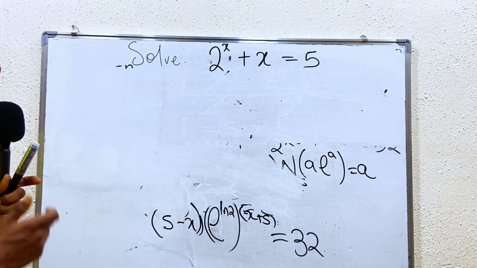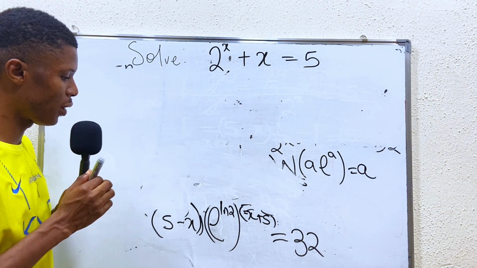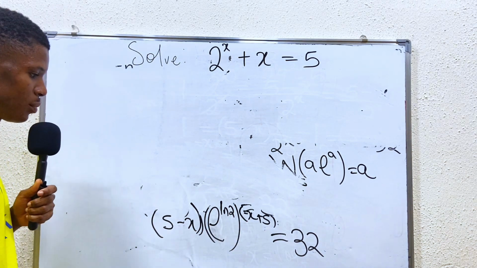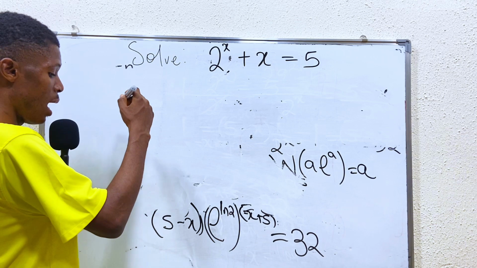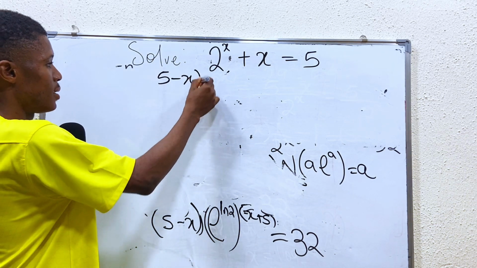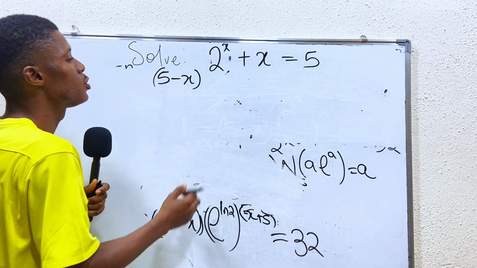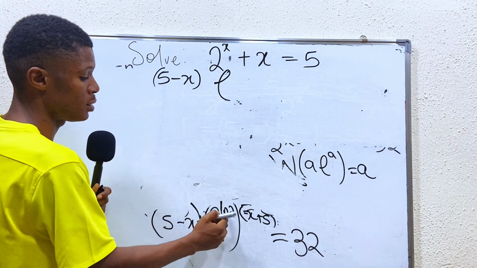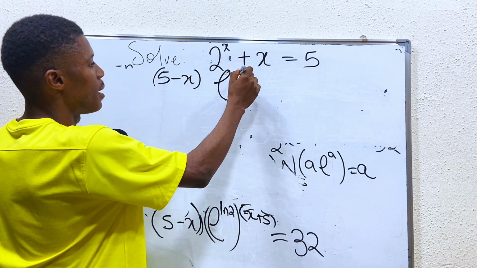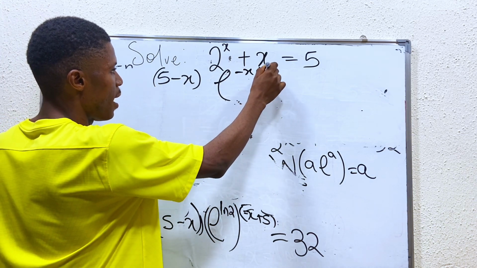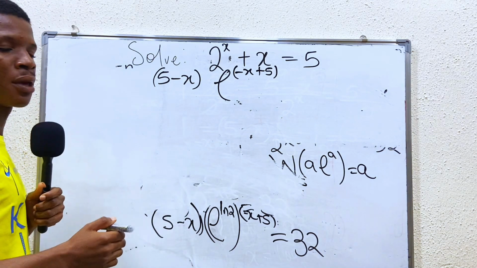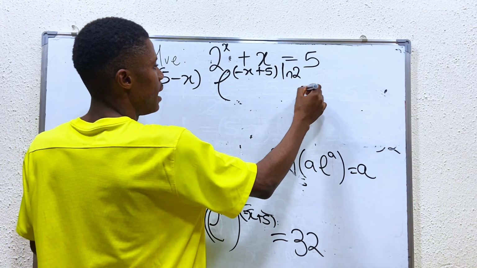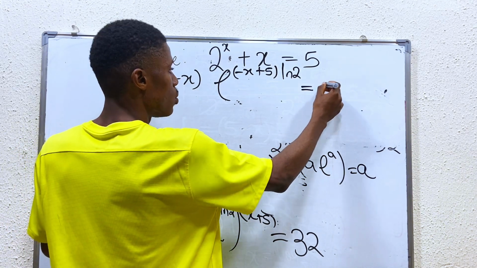Good. So here you can now see that we have it like this. So what do we do again? We look up. This can now be written as 5 minus x, the first term, into exponential. In indices it is just multiplication, you just have to multiply the powers. So we can write it as minus x plus 5 times ln 2, multiplication is commutative. And that equals 32.